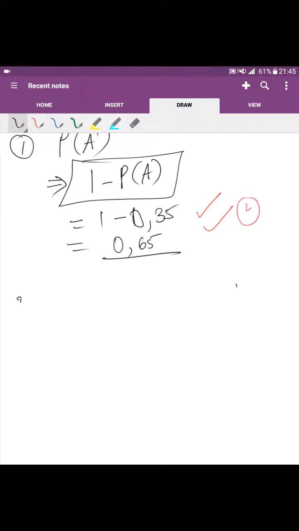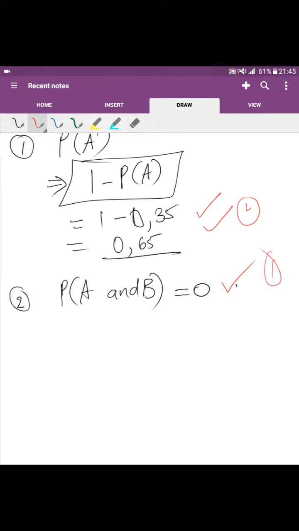Right, and then the second question was asking us to find the probability of A and B. I just told you from the beginning that these two events are mutually exclusive, therefore your probability of A and B will be equal to 0, and then you get just a simple 1.